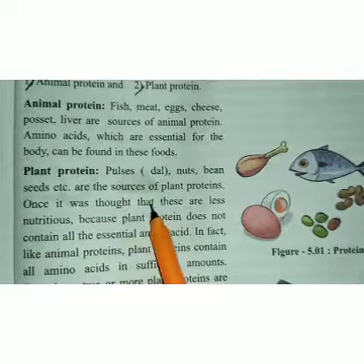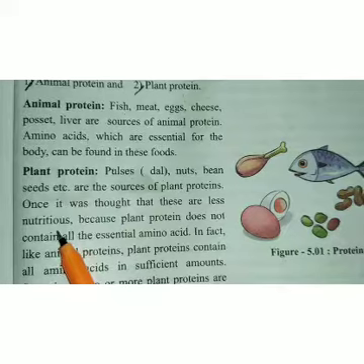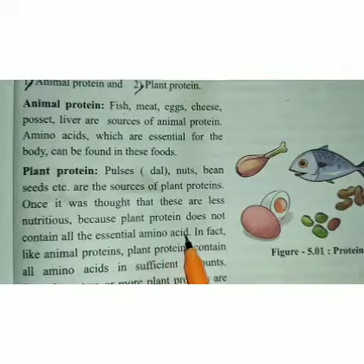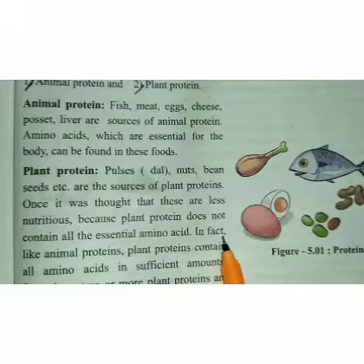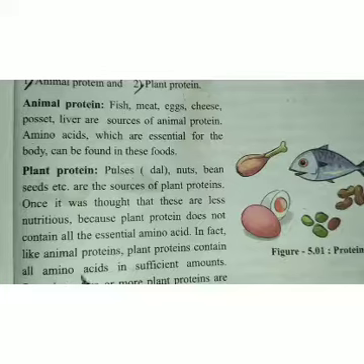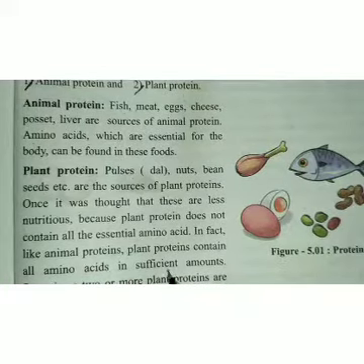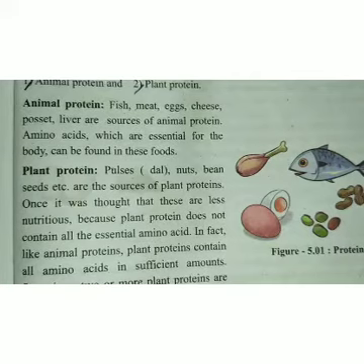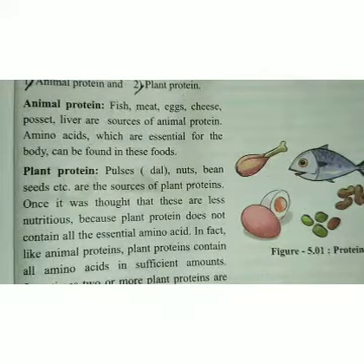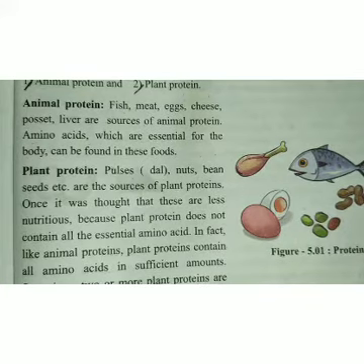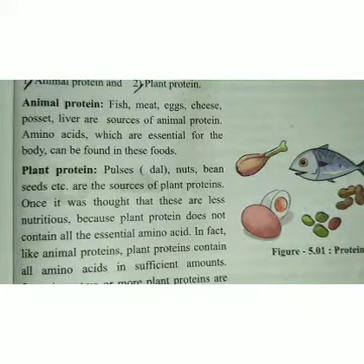Once it was thought that plant protein has less nutrients because it doesn't contain all the essential amino acids. In fact, like animal proteins, plant proteins contain all amino acids in sufficient amount. Sometimes two or more plant proteins are cooked together, but this does not have any significant effect on the proportion of amino acid.